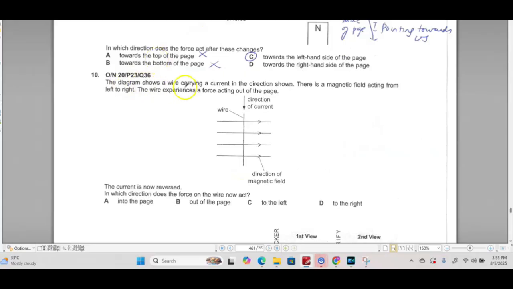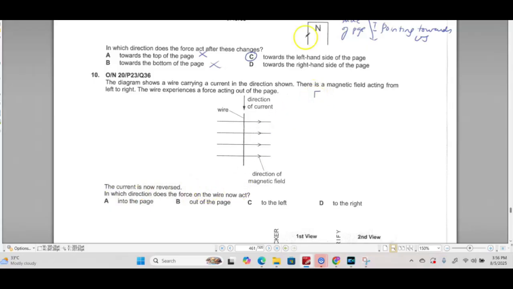Okay. Question number 10. The diagram shows a wire carrying a current in the direction shown. There is a magnetic field acting from left to right. The wire experiences a force acting out of the page. Okay. The current is now reversed. In which direction does the force on the wire act now?